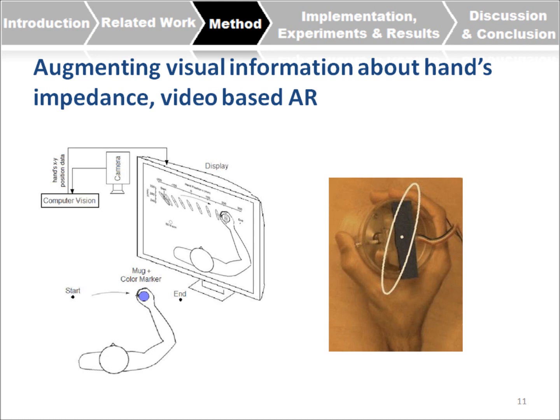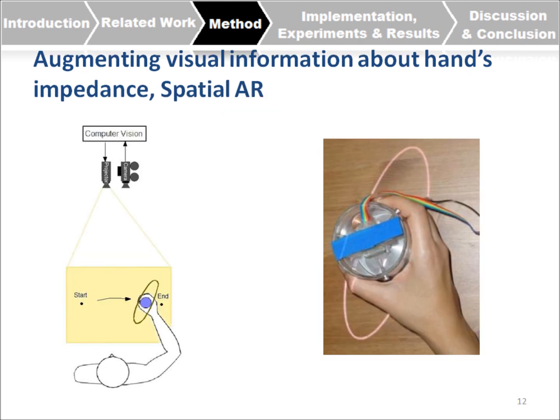In another, similar system, the augmented reality is a spatial augmented reality where the camera tracks the position, and then a projector projects that information on top of the subject's hand. As you can see here, the impedance ellipse is augmented on top of the subject's hand, and as the subject moves on the table, the impedance data moves and changes accordingly.